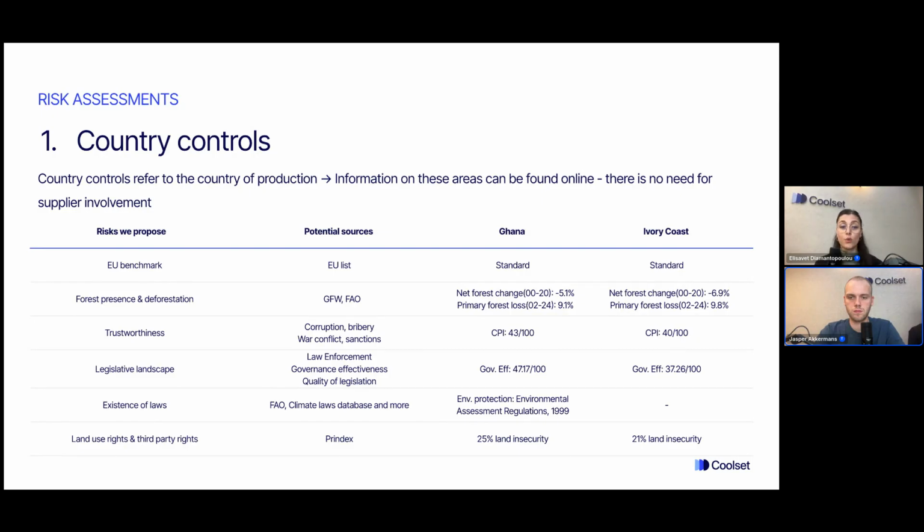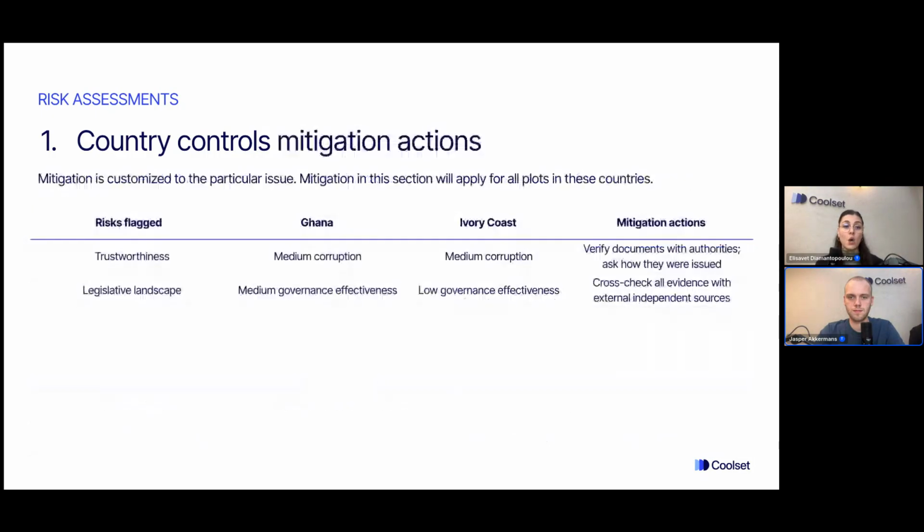Of course, we can go through all the sections here, but just for the sake of time, I'm just going to focus on these two, which is the corruption and governance effectiveness. Now, we see that something is going wrong in this section, so we have to customize mitigation for each particular issue. Mitigation on this section will apply for all plots of lands that are in these countries. And here are some examples of how to work around this.